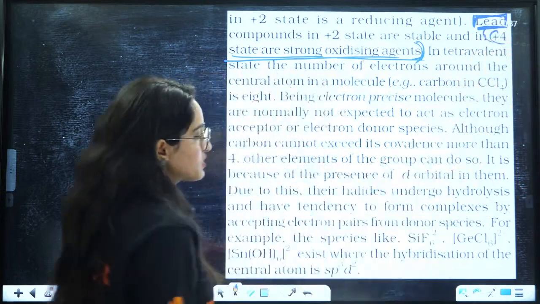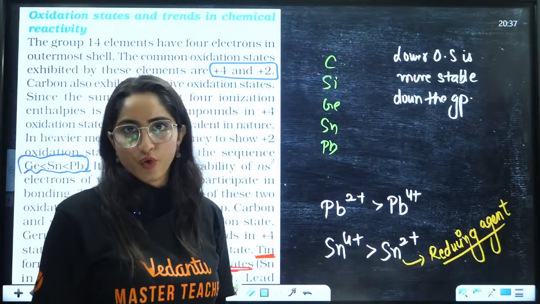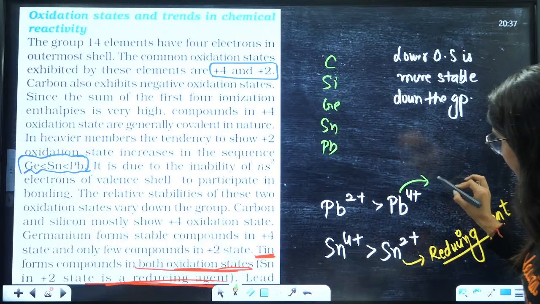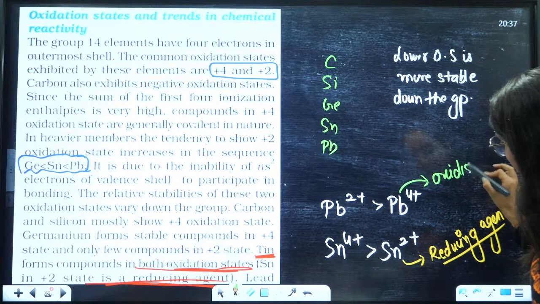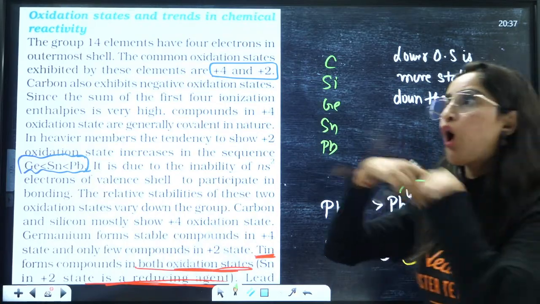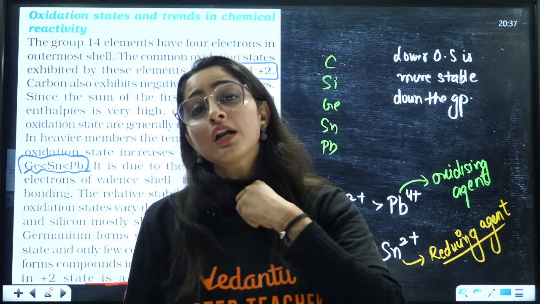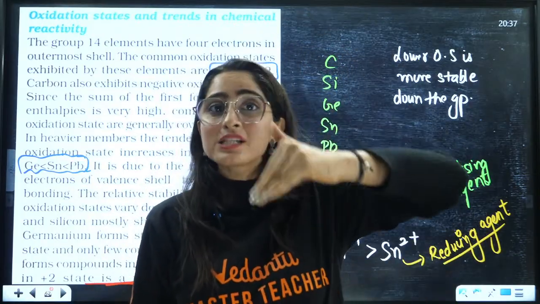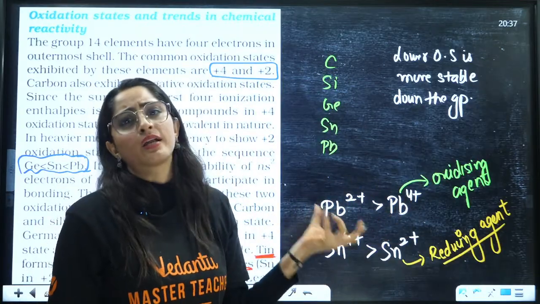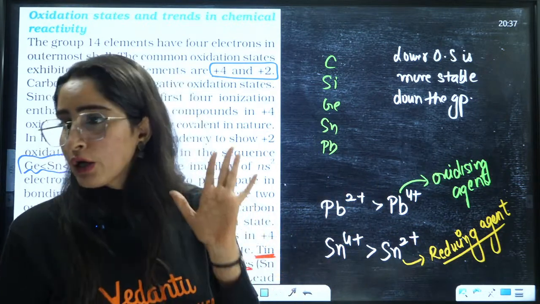We know that lead exists in +2 and +4. So lead, when it is in +4 oxidation state, is a good oxidizing agent. Why? Because it wants to oxidize someone else and itself wants to get reduced. Getting reduced means it wants to decrease its oxidation number. That means from +4 to +2, because in +2 it is more stable. Okay, got it.